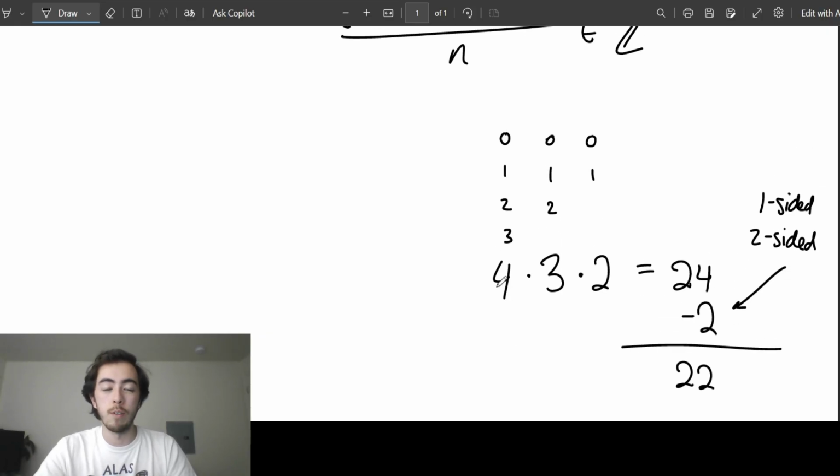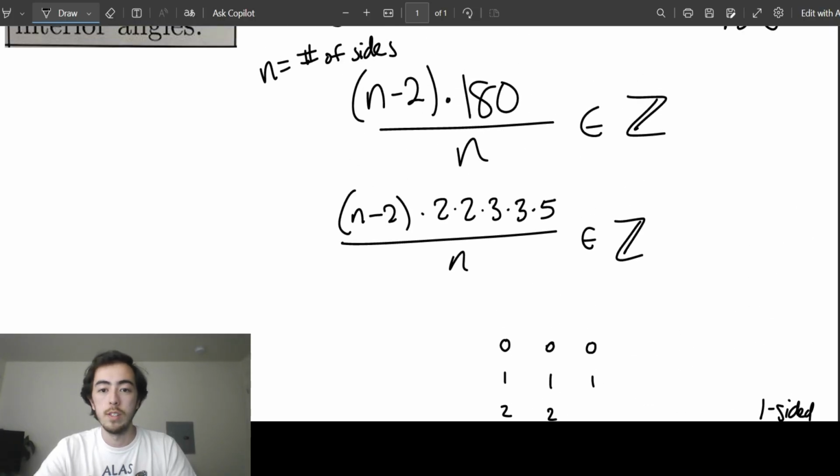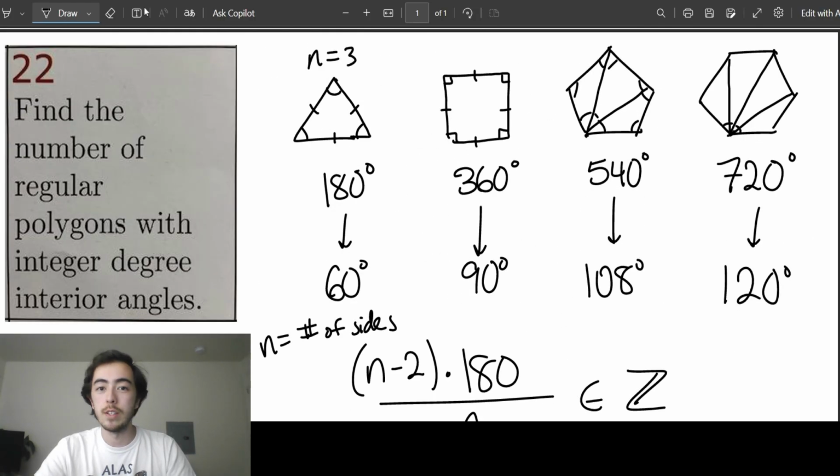I don't really care for actually writing them all out. But now we know that it's basically just factors of 360 that aren't 1 and 2. So that's our answer. That's how you get the 22.